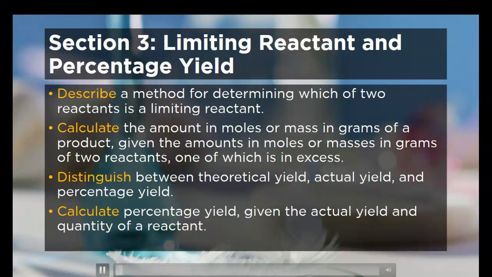You can only hope to get the maximum that you're expecting, but in reality, stuff happens, and you end up losing some of your product in different ways, or maybe you have contaminated chemicals, or maybe the skill of the lab person doing it isn't that great. There's all sorts of factors that could go into why you didn't get what you expected to. So that's our goal. This section is to look at determining the limiting reactant and then using that to find the percent yield.